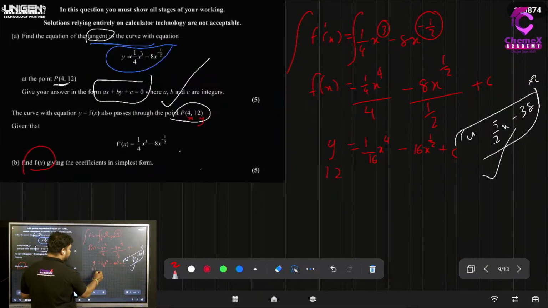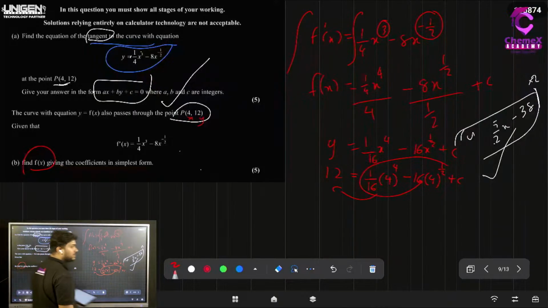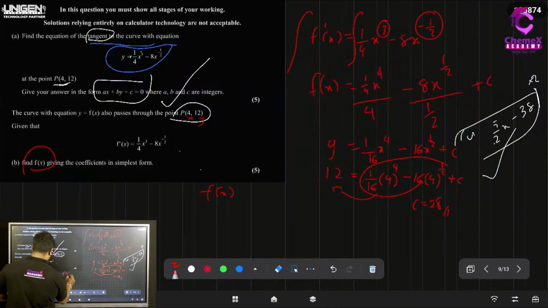So 12 equals 1 over 16 times 4 to the power 4 minus 16 times 4 to the power half plus c. So just get this answer, take it to the other side and subtract. When you subtract, what will c be? c will be 28. Still not over. Once you get the c value, you need to write f x equals 1 over 16 x to the power 4 minus 16 x to the power half plus 28.